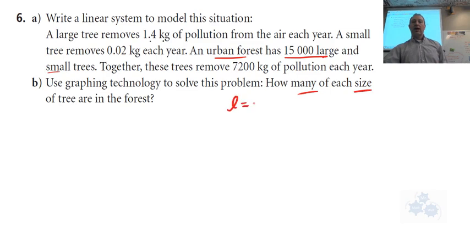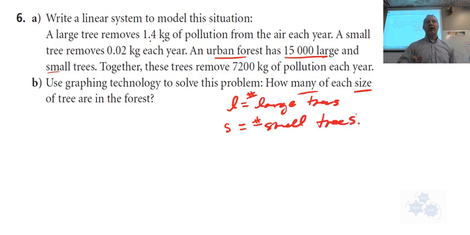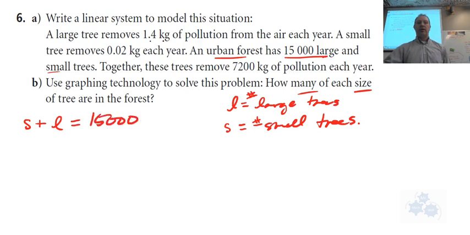So let's say L is the number of large trees. That's the first thing we have to make sure we know. And S is the number of small trees. Does that make sense? So we're going to use those variables. If you used X and Y, that's great. I would use S and L because they refer to something. They mean something. So S plus L is going to equal what? Shout it out. 15,000. Good, because that's the total number of trees. Equation number one, real simple. Often it is just a sum of the two. That happens a lot.